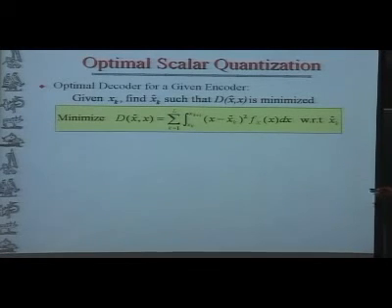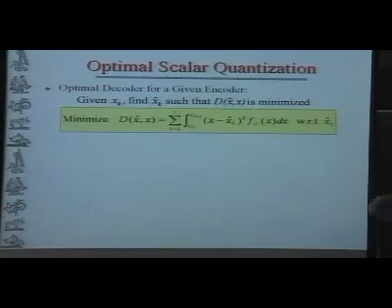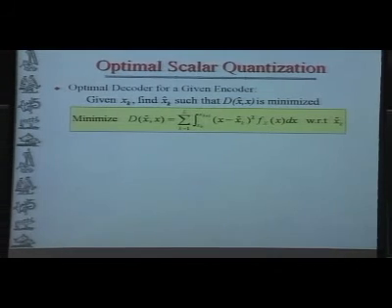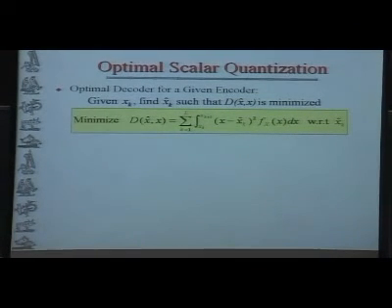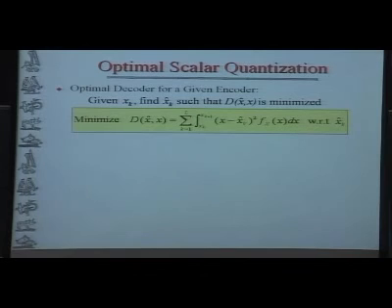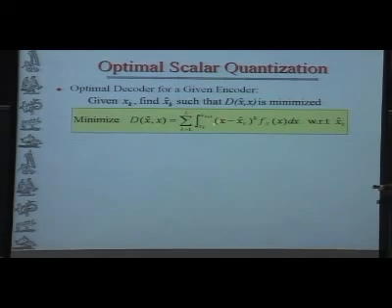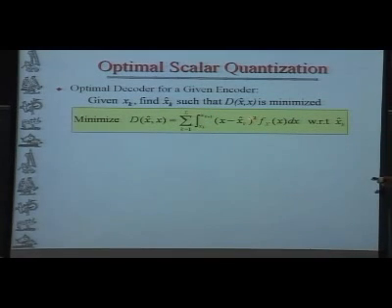The second problem is the optimal decoder for a given encoder. So this is the inverse problem. Somebody already designed all these quantization intervals, and your job is to find the optimal red dots so that the mean square error between x and x hat is minimized. So this is a slightly different problem. You're given all these xk plus 1 and xk here, and you have to take the derivative.